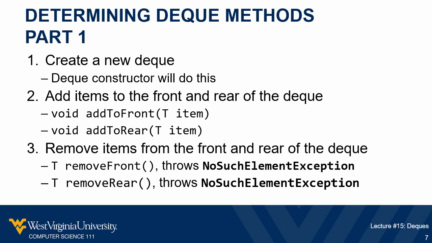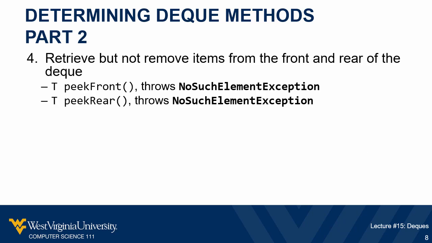We'll also need a way to remove things, and since we support adding and removing at both ends, removing is going to need a pair of methods as well. These methods are going to throw a no such element exception if there's nothing left in the deque. We're going to include a pair of peek methods that will allow us to see what's on the front and rear ends of our deque without actually removing those items. These will also throw no such element exception in the case of an empty deque.